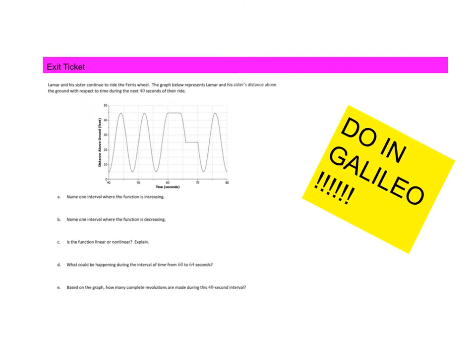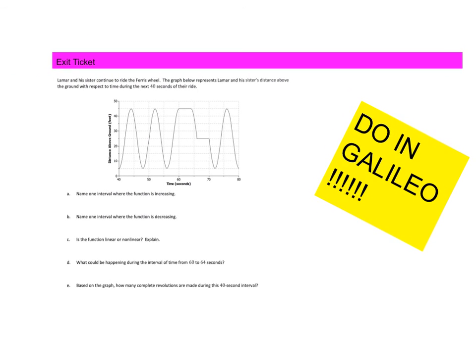All right, here is your exit ticket for today. It's pretty similar to what we have done all class period. It says Lamar and his sister continue to ride the Ferris wheel. The graph below represents Lamar and his sister's distance above the ground with respect to time during the next 40 seconds of their ride. Name one interval where this function is increasing.